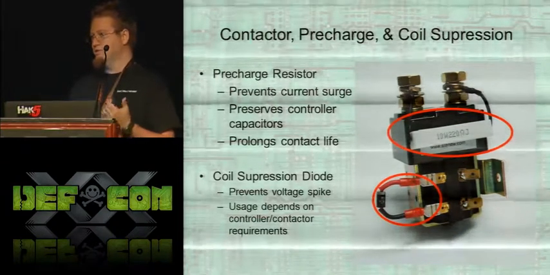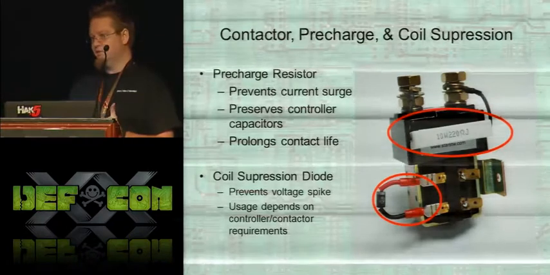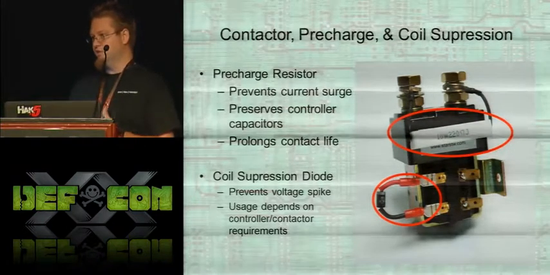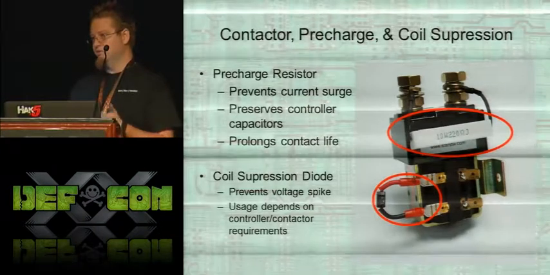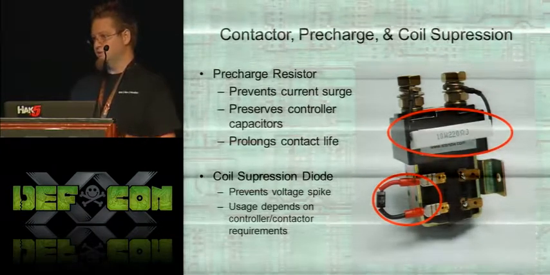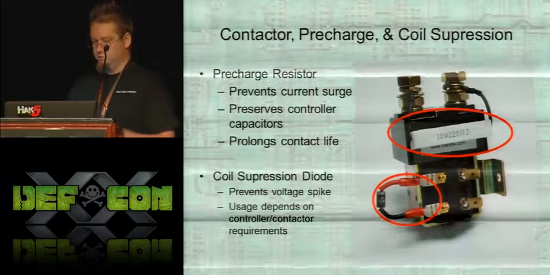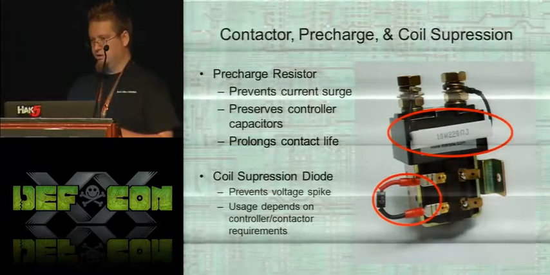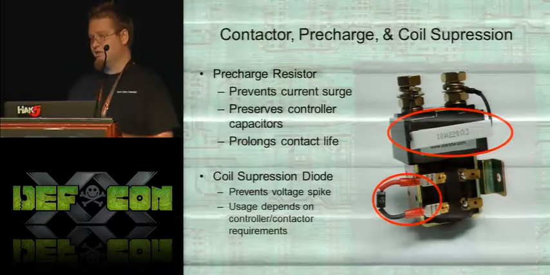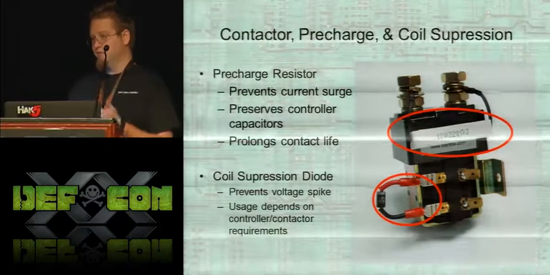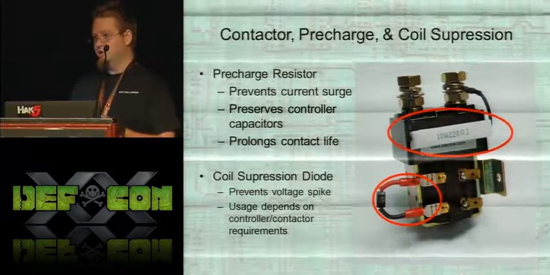So what you do is you stick a resistor in the circuit, and that way you can control how much resistance is there, how much current goes in. So you give it 5 or 10 seconds to charge up the capacitors before you turn on your full contactor, and that way you protect your controller. And also, it protects the contactor, because if you're pushing infinity amps, you basically have a spot welder, so that can ruin things.